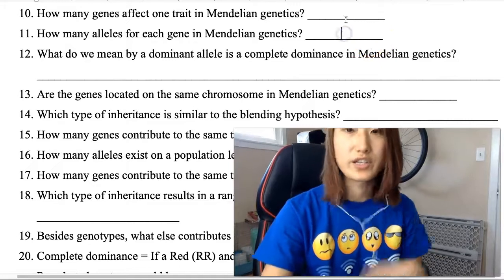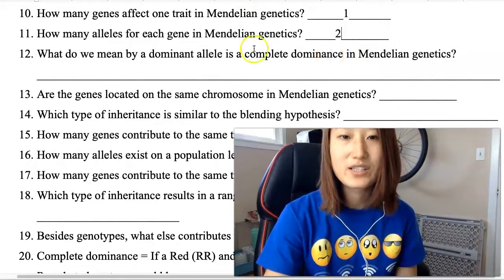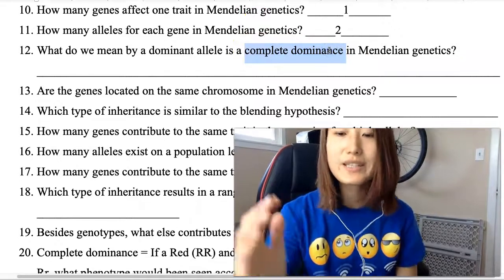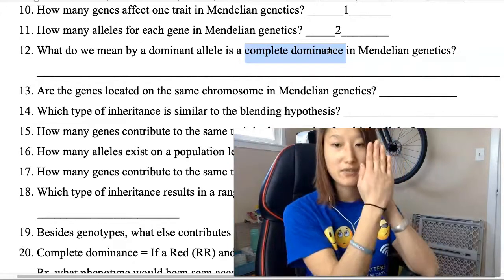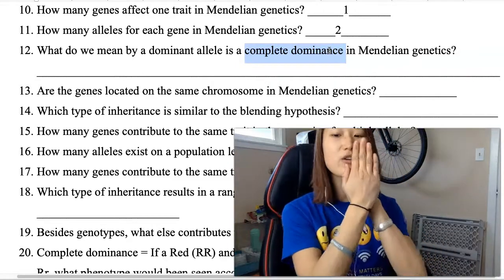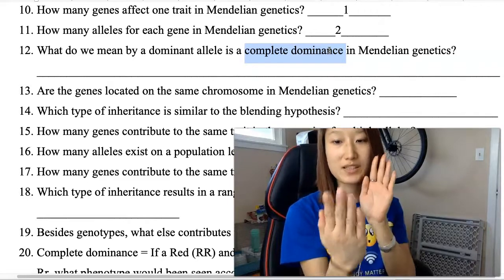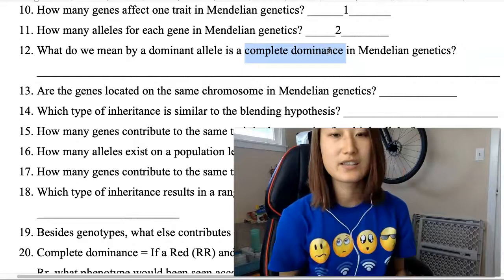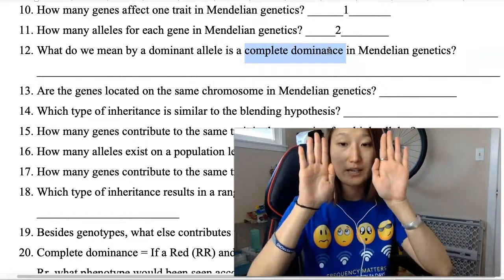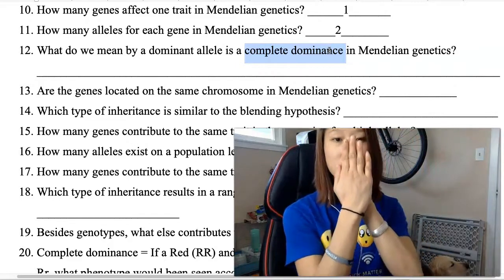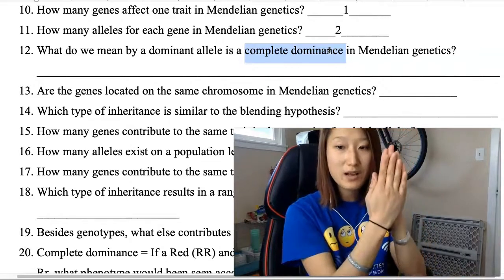How many alleles for each gene? That will be two. What do we mean by a dominant allele is complete dominant? So complete dominance means when you have the dominant and the recessive, the dominant completely covers up the recessive. You can't see a single trace of what is going on with the recessive at all because the dominant covered it, okay? So that is complete dominance. The dominant and the recessive, they're both there together, but you actually only see the dominant trait. If you had incomplete dominance, that means you only covered it up a little bit.